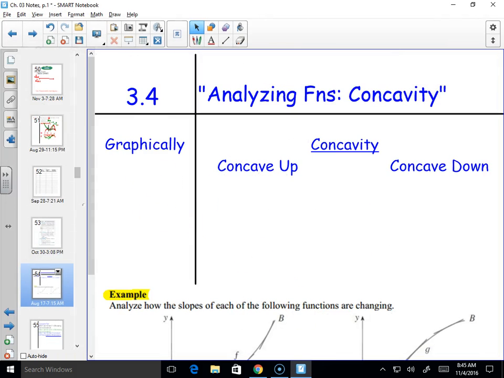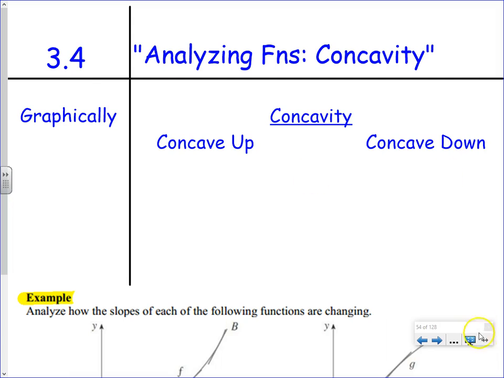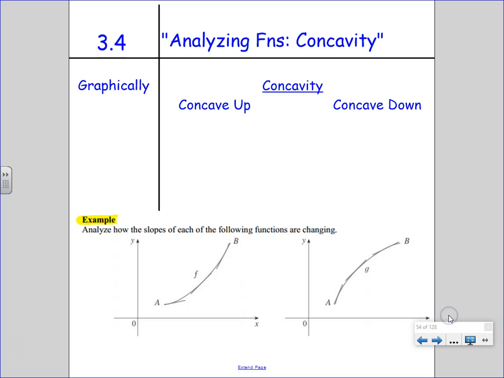I'm getting rid of that, and we are starting section 3-4. The nice thing is, 3-4, oh no, it's another characteristic. We just did increasing, decreasing. Now we're going to do concavity. It's going to be ridiculous, except we're not that new.